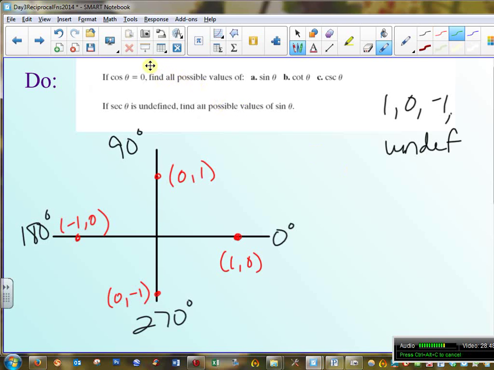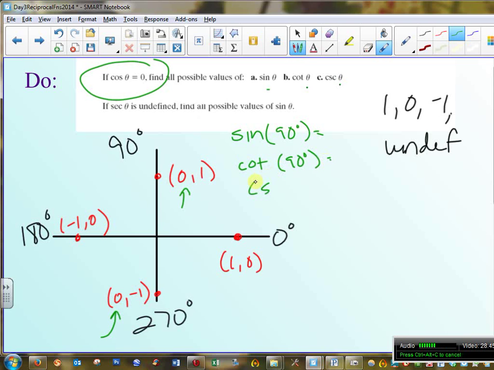It says if cosine theta equals 0, remember cosine is the x-coordinate, so at 90 degrees the cosine is 0, and at 270 degrees the cosine is 0. It says find all possible values of sine, cotangent, and cosecant. You're being asked to find the sine of 90 degrees, the cotangent of 90 degrees, and the cosecant of 90 degrees. And then, because this point also had a cosine of 0, you'll have to repeat all three down here. I'm just going to do the one for 90 degrees.